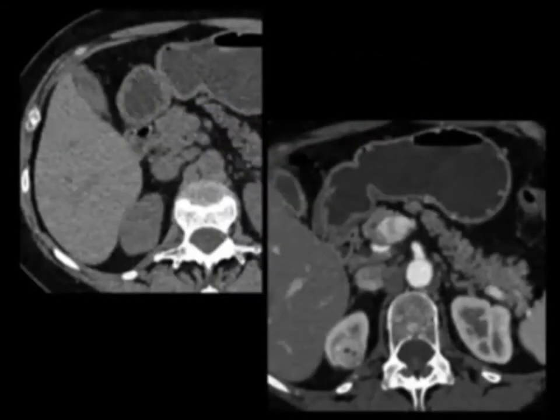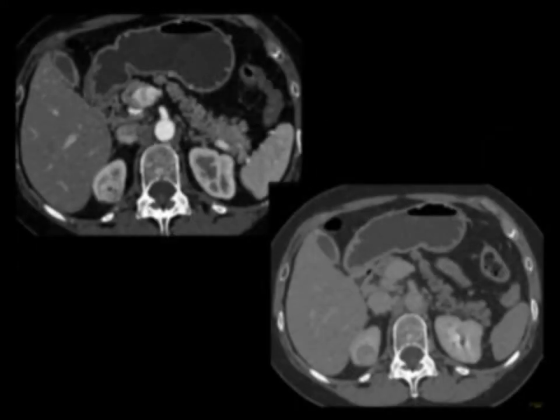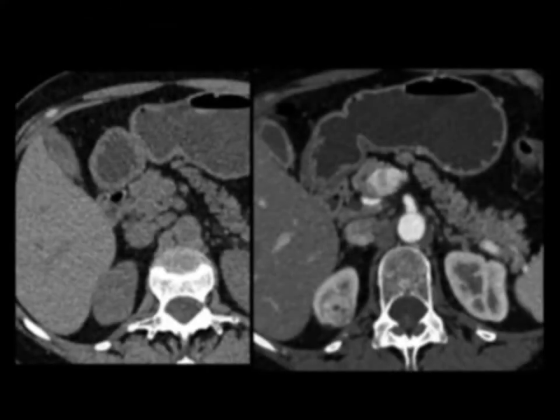So in this case, you gave IV contrast, and there it is. There's the patient's renal cell carcinoma. It's very obvious there and on the delayed phase as it washes out, but you can see you would have missed it if you were doing a stone protocol, because that's how the lesion was and how it became.